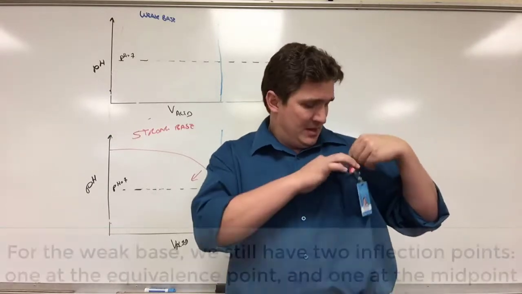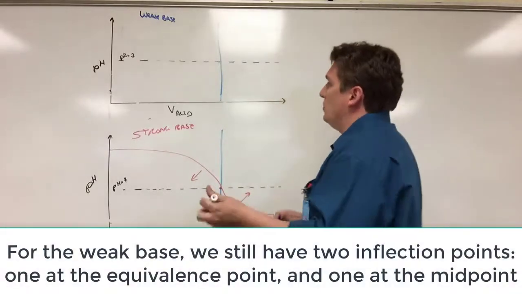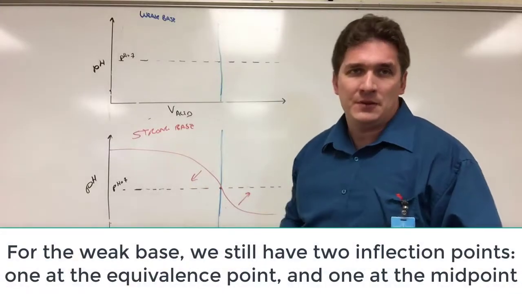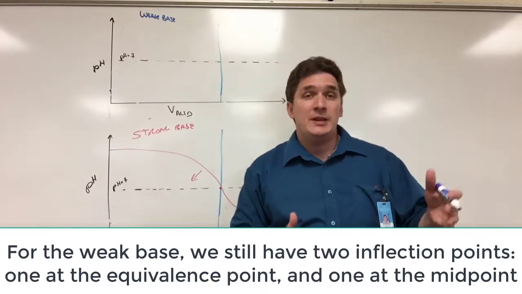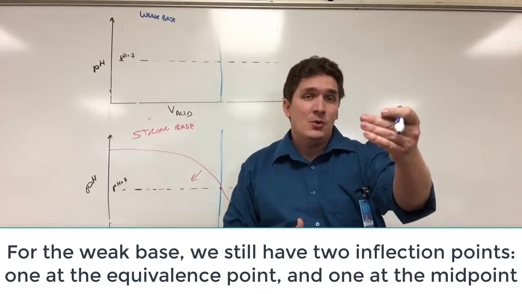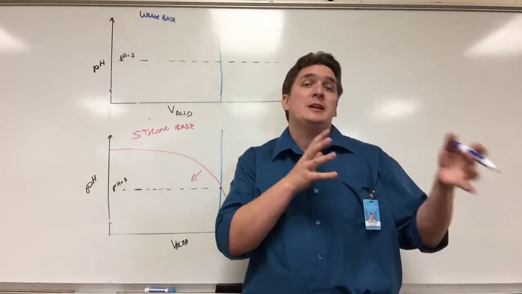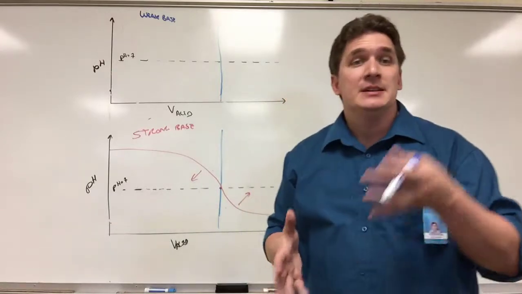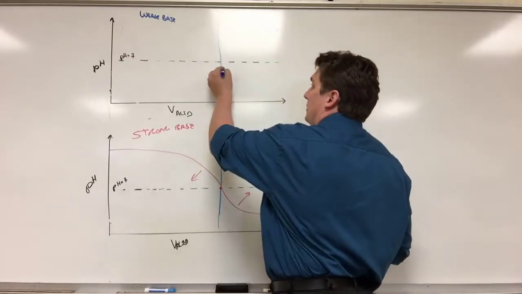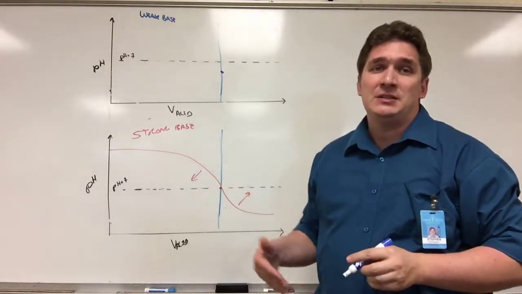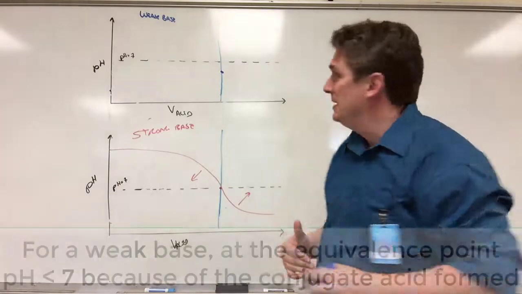Well, yeah, we do. If we look at the weak base, we once again see an inflection point at the equivalence point. But here's the thing: whereas with the weak acid, the pH was greater than 7, with a weak base, the pH is going to be less than 7 because when we react away the weak base, we form a conjugate acid. As the name implies, it's acidic. So for a weak base titration, we always finish at a pH less than 7.